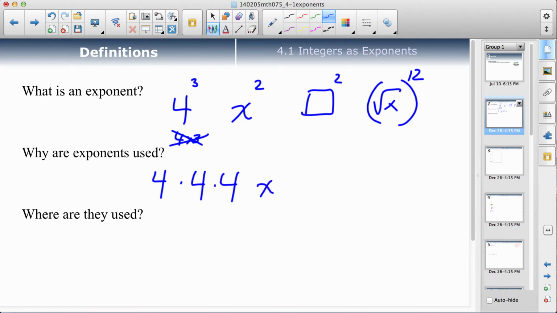X squared, that would be 2 x's. A box squared, that means I have 2 boxes. A square root of x to the 12th means, yeah, I'm not going to write all of those, but you get the idea, that there'd be 12 of them.